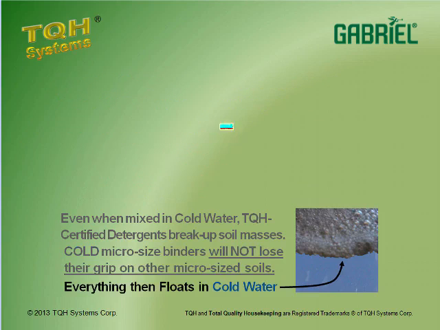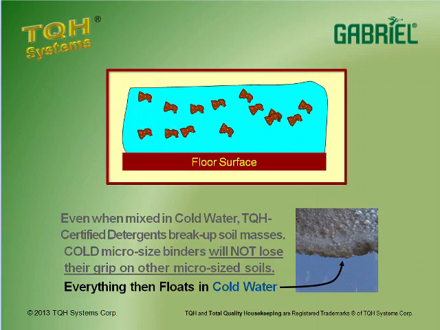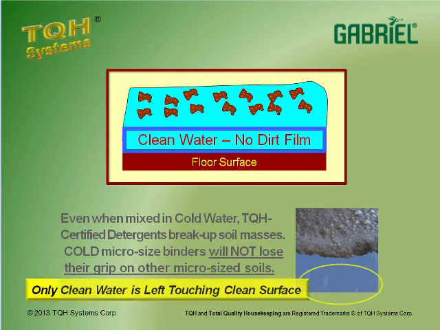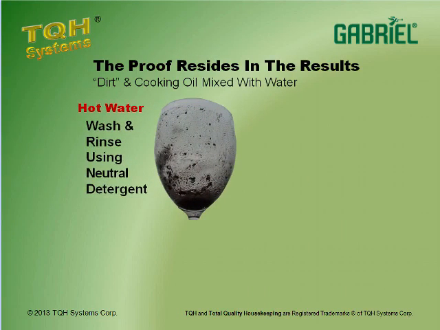And because it's cold water, the binders float, and the solution under those floating binders is clean water. There's no soil in it, and you don't leave a soil film on the surface you're cleaning. Only clean water is left touching the cleaned surface. The proof resides in the results.